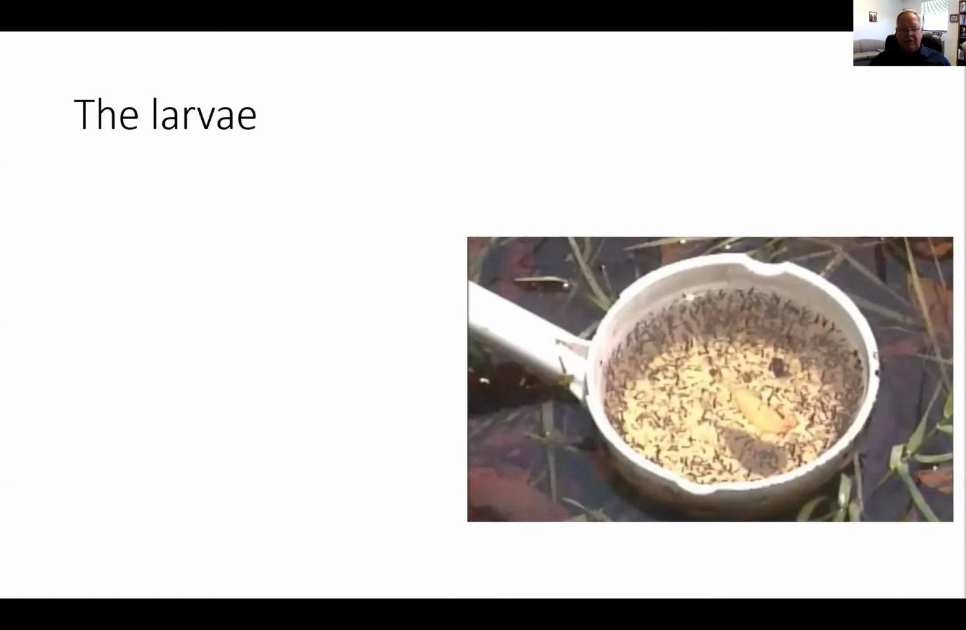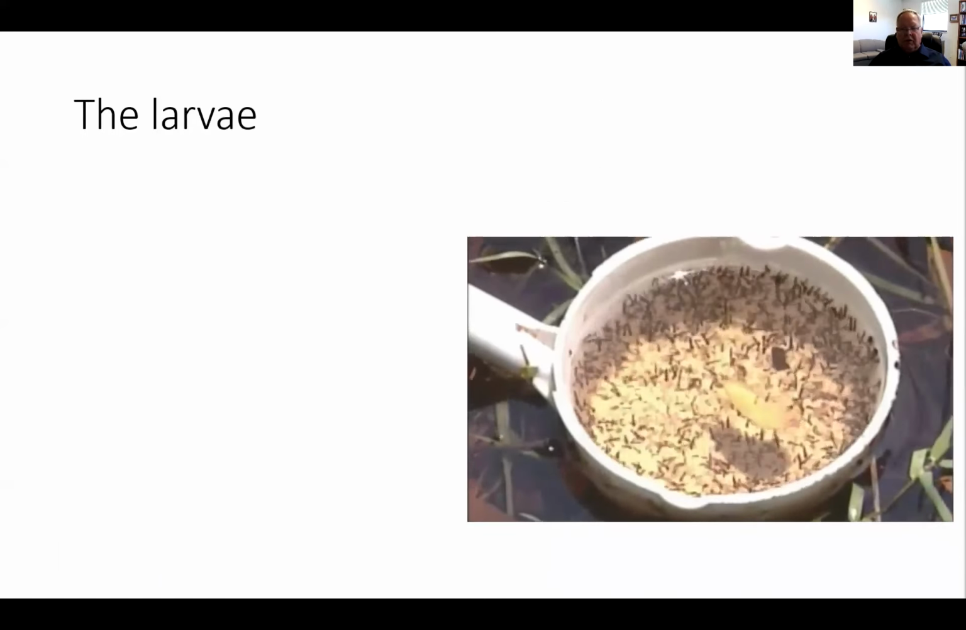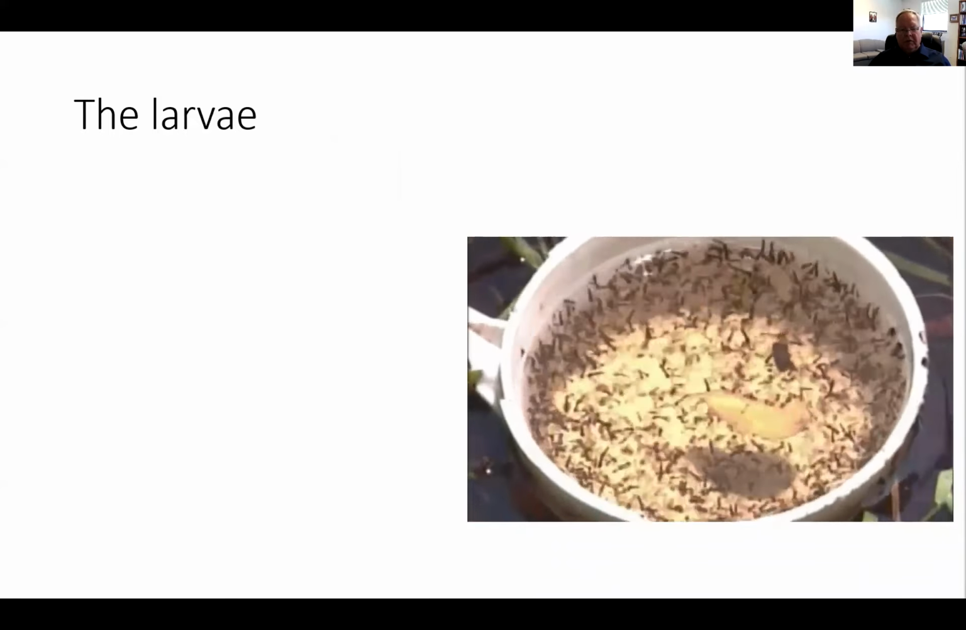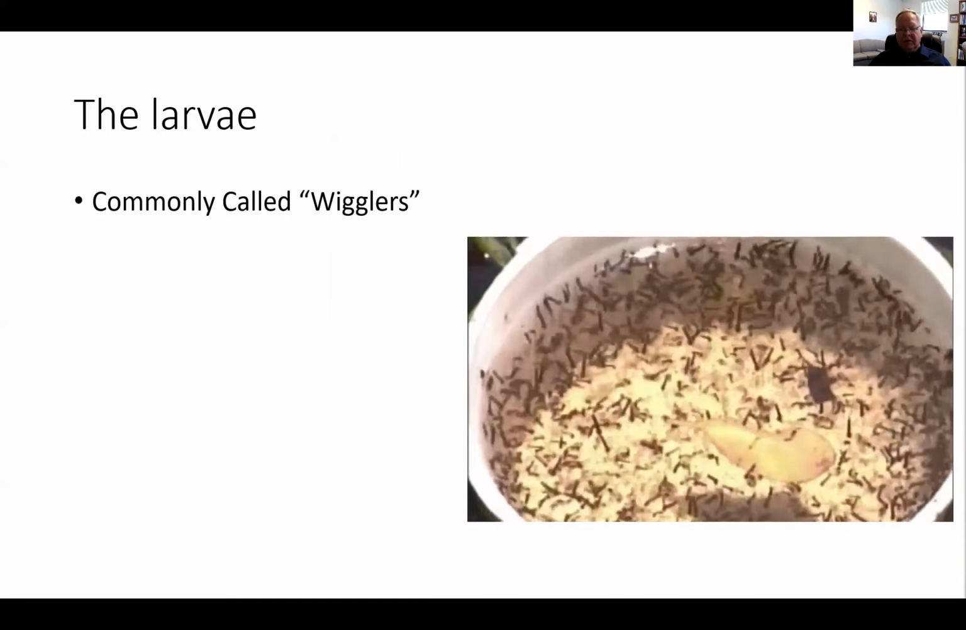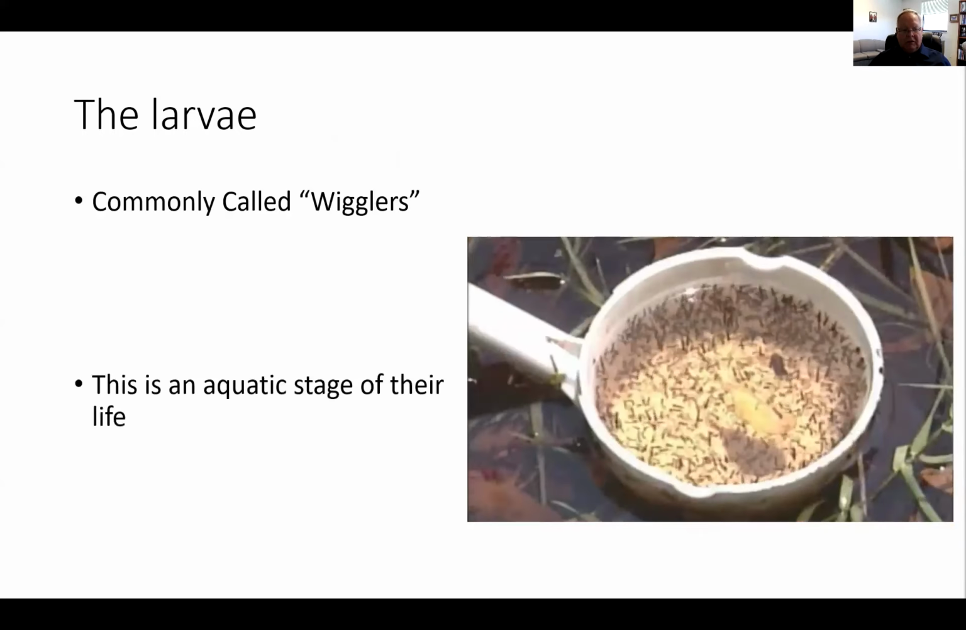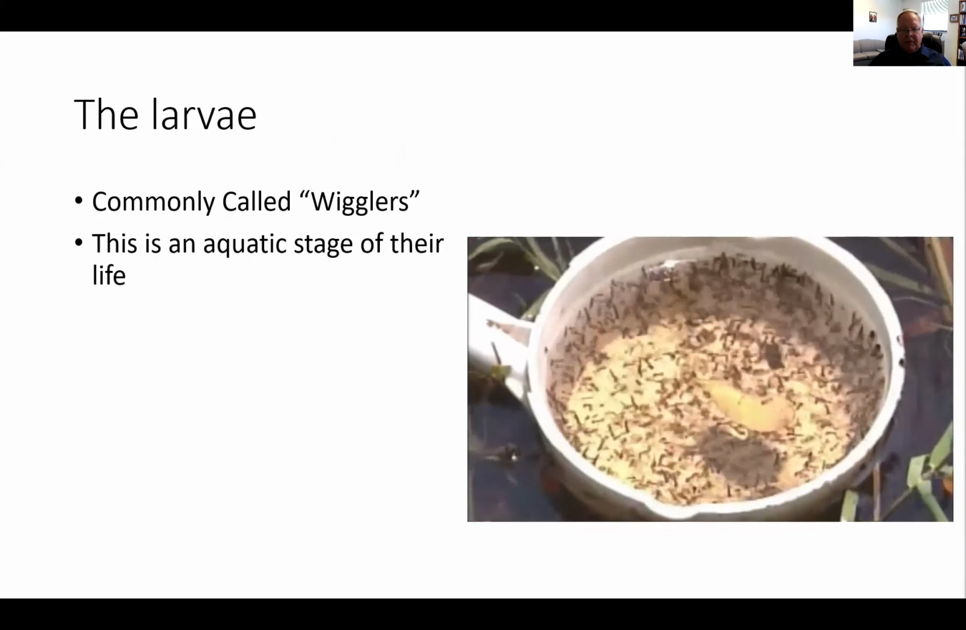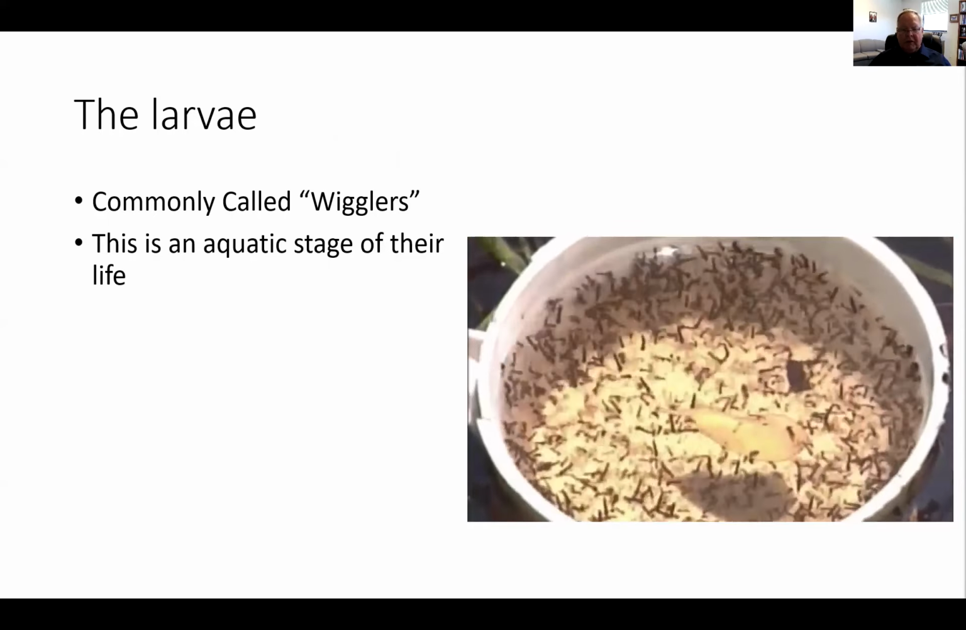Here is then some mosquito larvae. You can watch them swim. These are commonly called wigglers. It is the aquatic stage of their life. And this is what they would look like in a dipper.